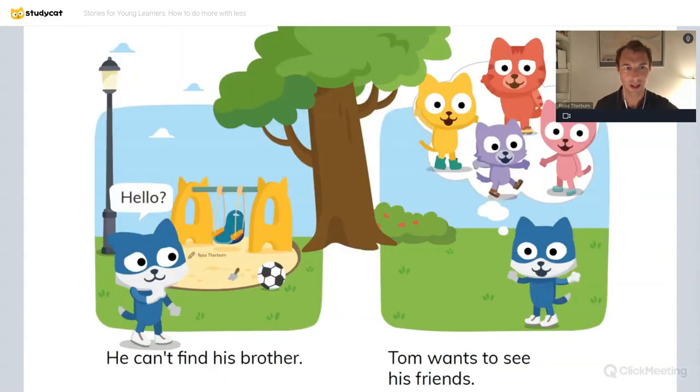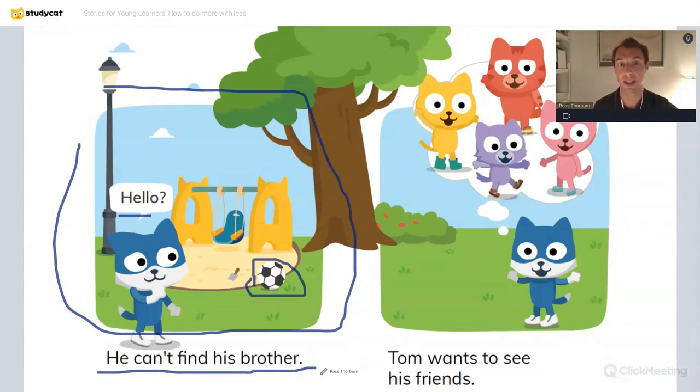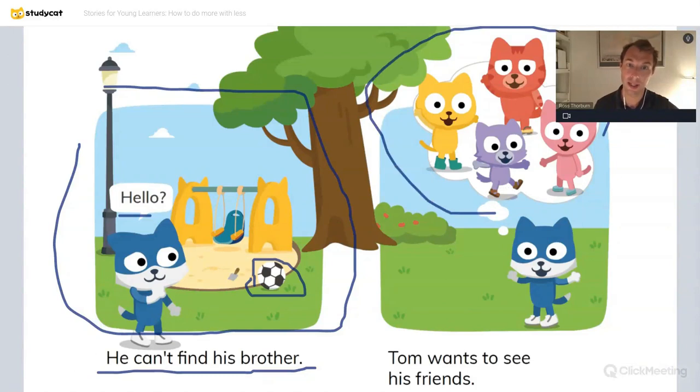Let's see. Here Tom is. No, says Kieran. Right. So now he's in a park. You can see here's the football that his brother had, and Tom says, "Hello," but he can't find his brother. So who does he think of next? He thinks of his friends. So well done. Anyone who said friends, it is a word in the book. So Tom wants to see his friends.